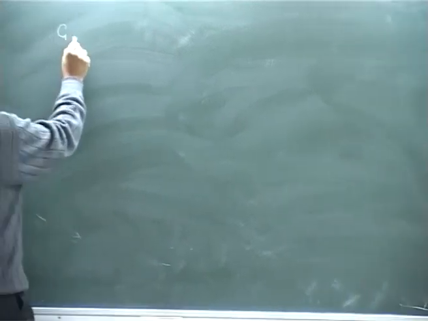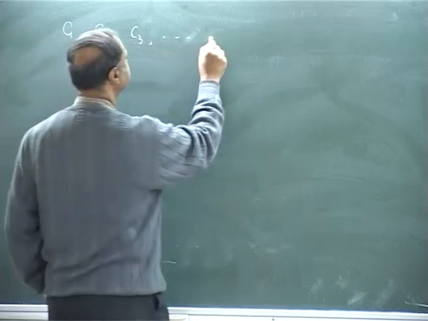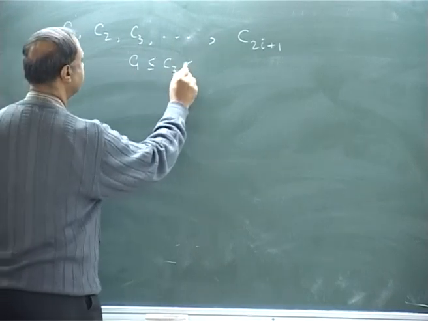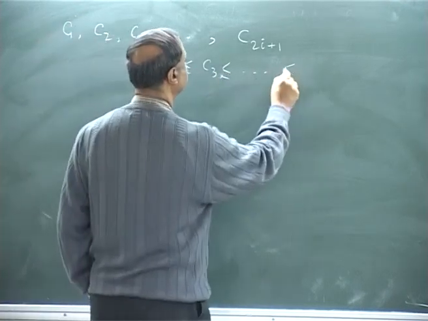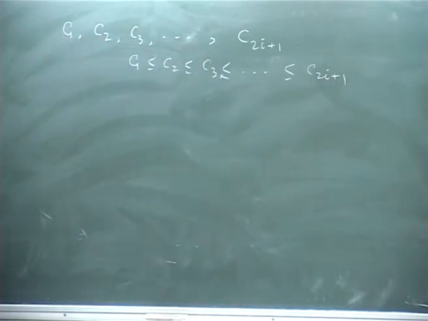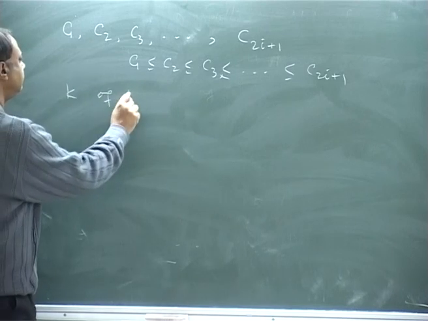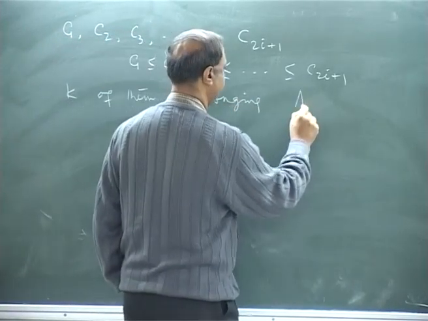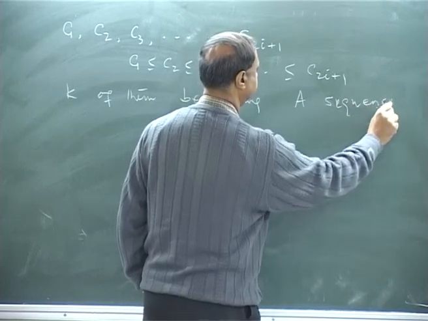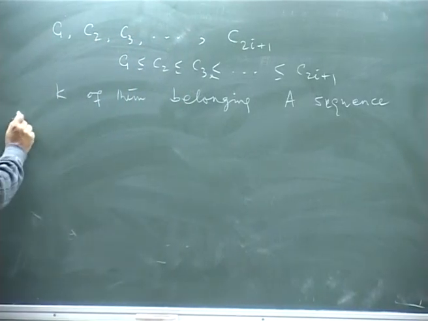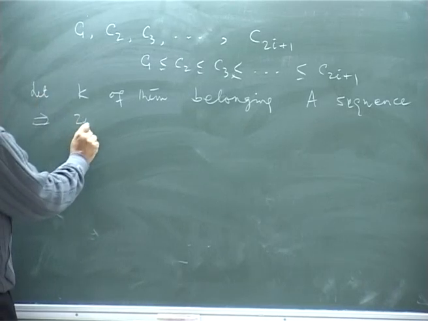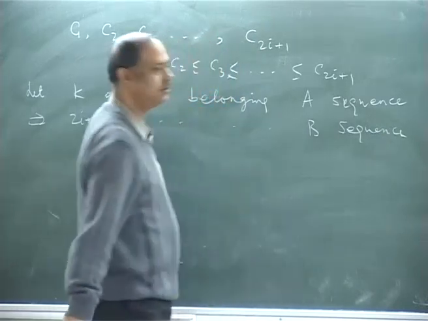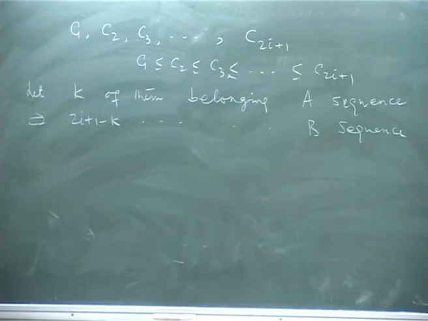Now let us consider the subsequence C1, C2, C3, up to C2i plus 1. Now this is a sorted sequence, so I can write this is equal to this. Now let us assume that k of them belong to A sequence. So I can write, this is the assumption, 2i plus 1 minus k of them belong to B sequence, because obviously C has been obtained from A and B only.